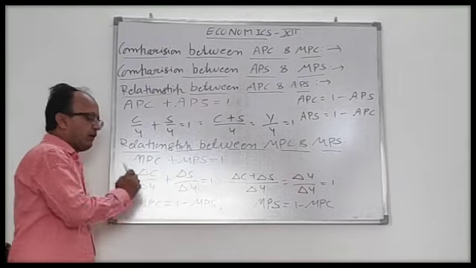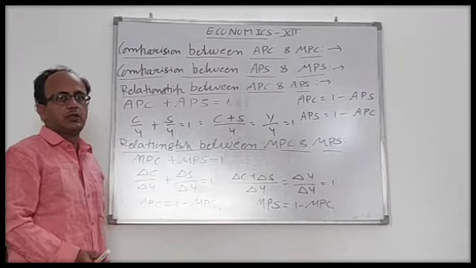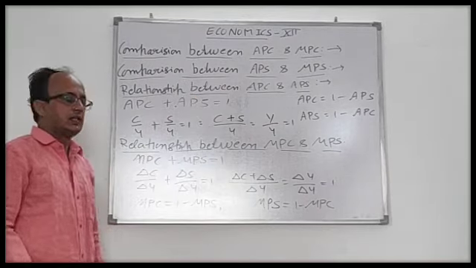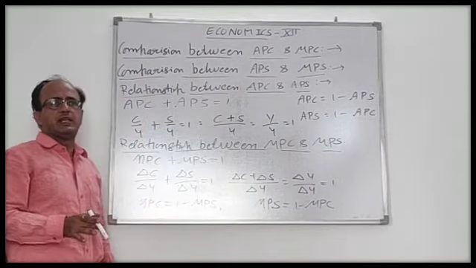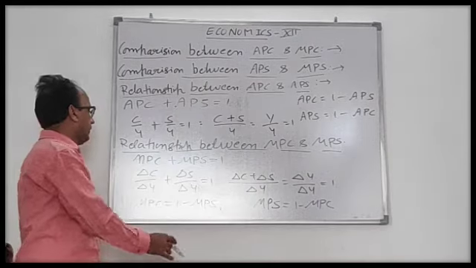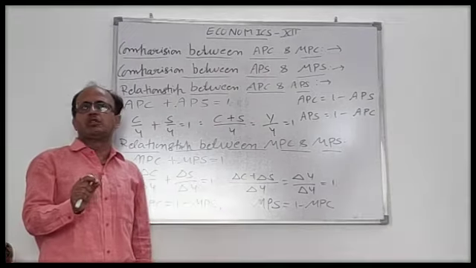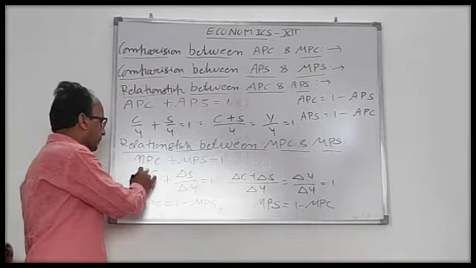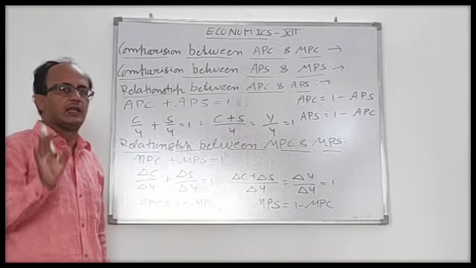If you like to calculate MPC, how we calculate? 1 minus MPS, or if you like to calculate MPS, how we calculate? 1 minus MPC. So APC plus APS equal to 1. In the similar way, MPC plus MPS equal to 1. If any value is given between APC and APS, you can find the other. In the similar way, in MPC and MPS, if one value is given, you can find the other.